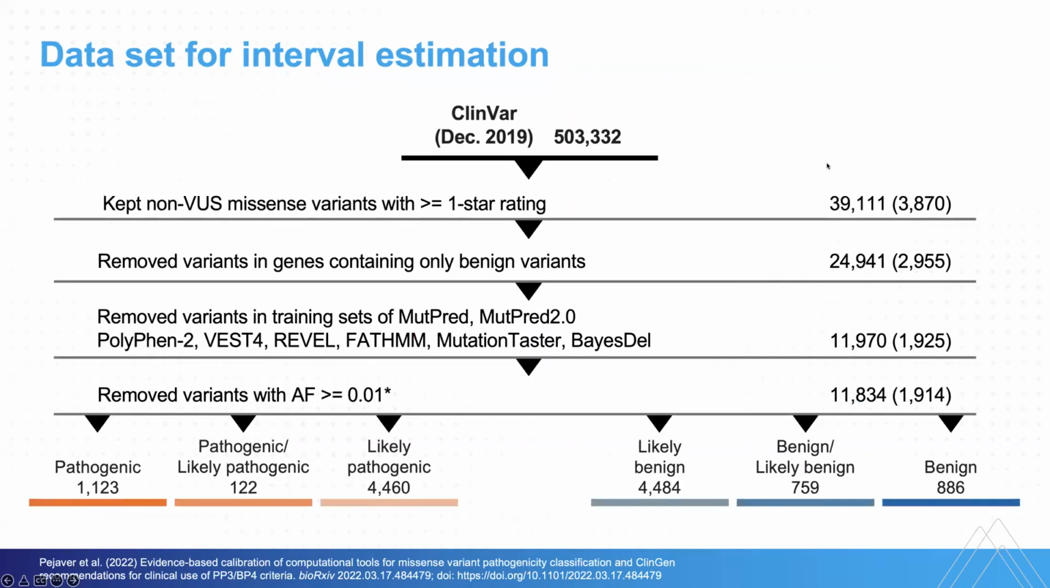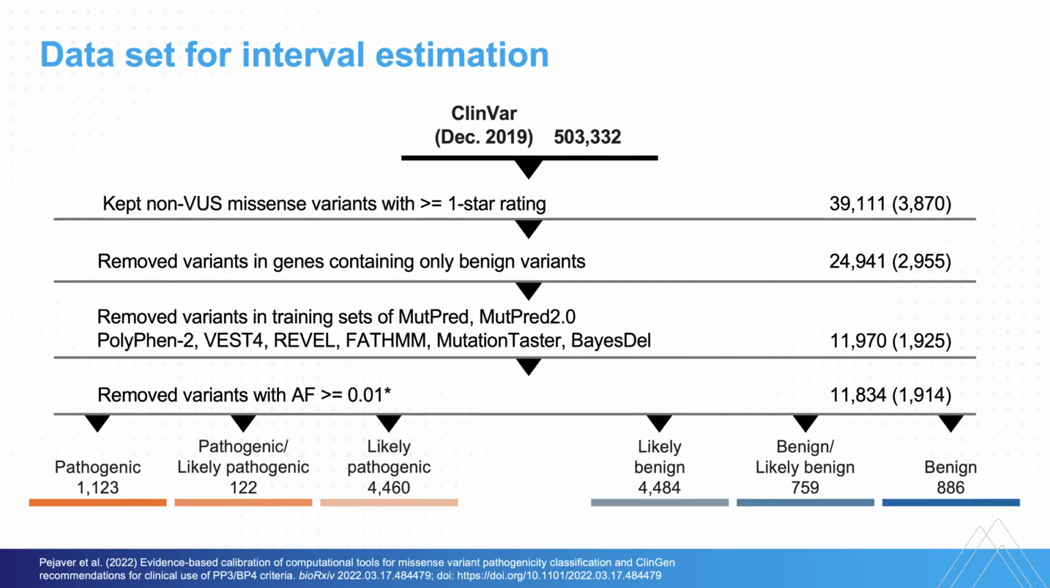So for this task, we extracted data from ClinVar. We went through some filtering steps. We made sure that we didn't include any variants that were of uncertain significance, and that they had at least 1 star for their submission status. We removed any variants in genes that contain only benign variants. So basically, we wanted to only include genes that had both pathogenic and benign variants. And then we also filtered against the training sets of the tools that we assessed.